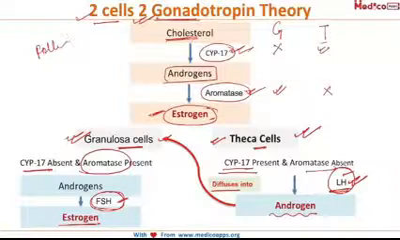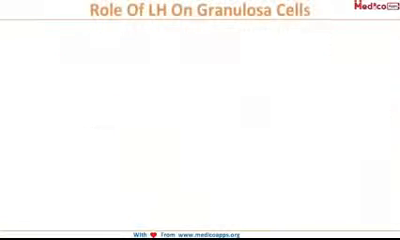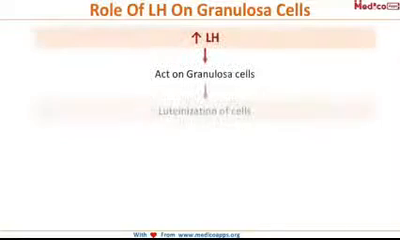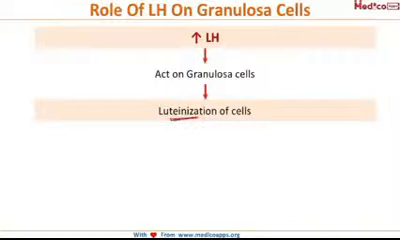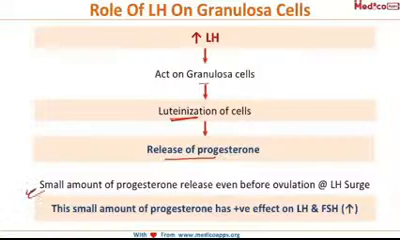Now the action of LH, we had already discussed that it helps in the resumption of meiosis 1 leading to ovulation. Then second, we saw here that it leads to the formation of androgens. Now the third, it acts on the granulosa cells, and here it causes luteinization of the granulosa cells. And from these luteinized granulosa cells, progesterone is released. So a small amount of progesterone is released even before the ovulation.